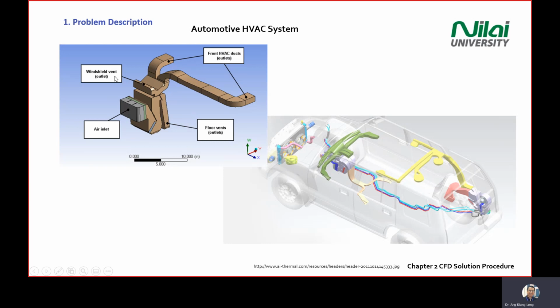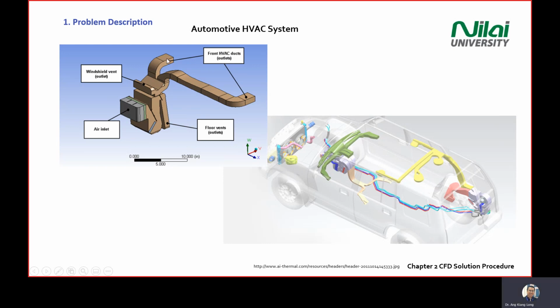And there's a windshield vent. The cold air can also go to the windshield vent, which is on top of this one. And there's a channel coming out from the outlets. There are two outlets here. In this case, they call it the front HVAC duct.